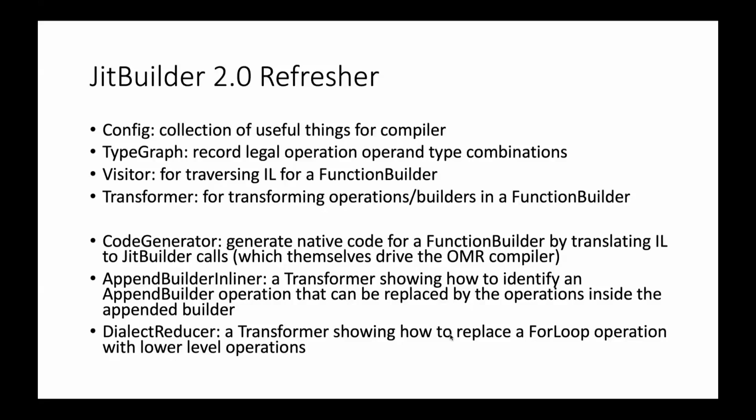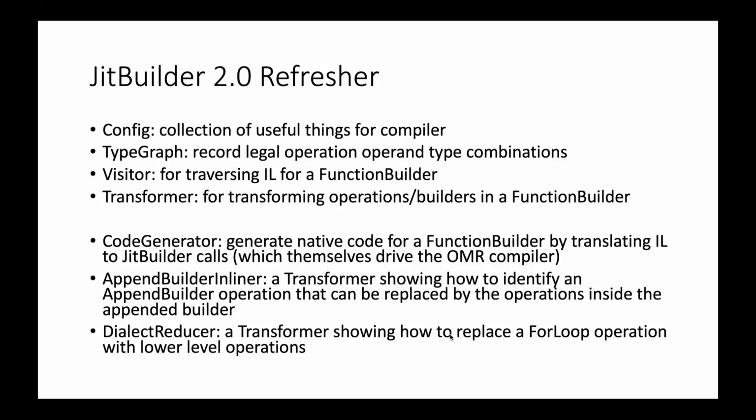There's a thing called a type graph, which is maintained by the type dictionary, which is used to record legal operation operand type combinations. Basically, this is the mechanism by which JitBuilder 2 verifies that you don't create illegal IL, or at least some aspects of illegal IL. So it will verify, for example, that you don't try to add types that you can't add together. So you don't add an int 8 to an int 32.